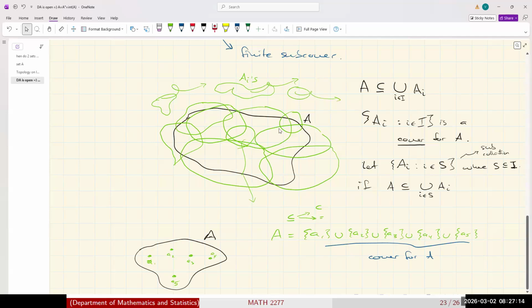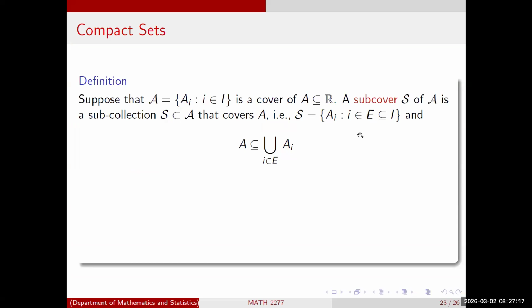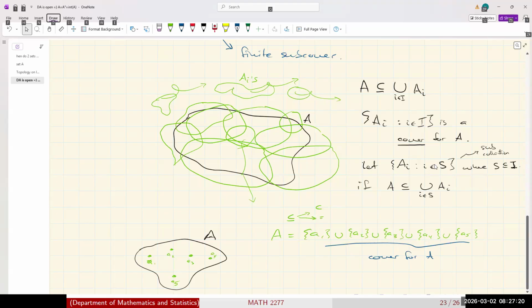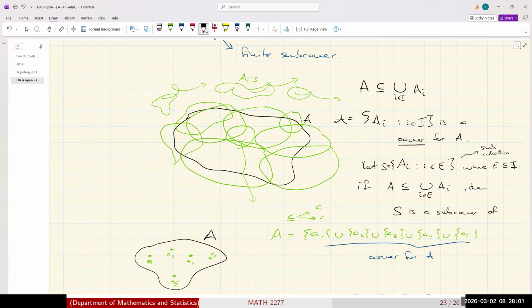If A is still contained in the union of A_i, where this time i ranges across E, not I. I think they use E, let me check that, so I'll be consistent. Okay, so let's use the index set E, and they call this collection S. So if it turns out that A is still contained in the union of the A_i where i now ranges over E, then we say that S is a subcover of A.